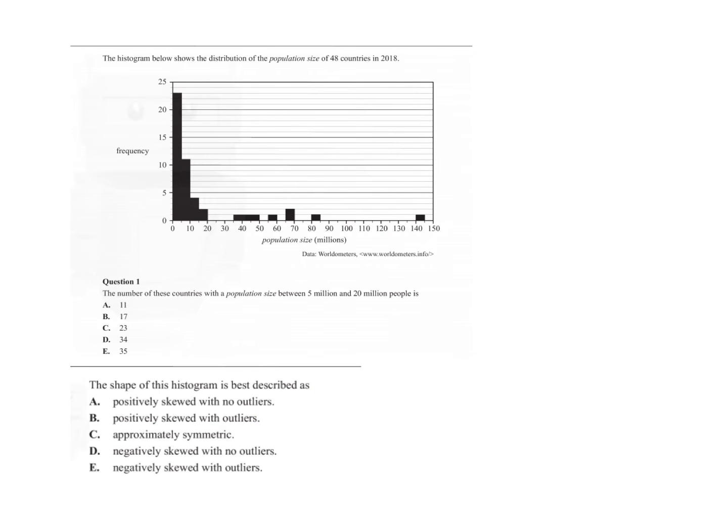So looking at this one, the histogram shows the distribution of population size of 48 countries. So up here, they're giving you always the end. So 48 countries were surveyed and they found their population size. Just be careful because the answer would be millions. So the number of countries with a population size between 5 million and 20 million, that is all these guys here. So you would add up all those frequencies.